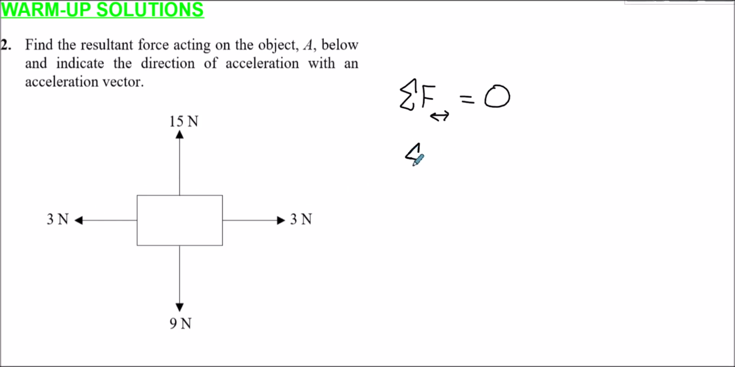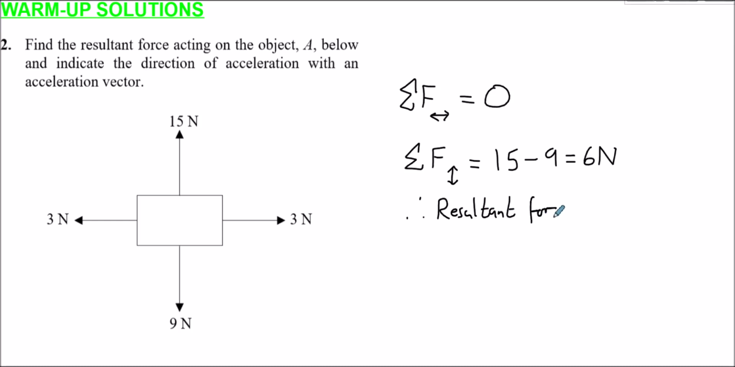However, if we consider the forces acting up and down, the resultant of the forces up and down, we've got 15 going up, which is opposite in direction but not equal to 9. 15 is bigger than 9, so the 15 Newton force will prevail. It's a greater magnitude than the 9. So overall, we're going to have 15 minus 9, which is 6 newtons going up. So therefore, the resultant force is 6 newtons upwards.